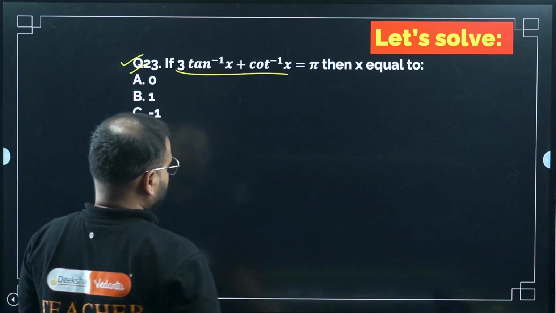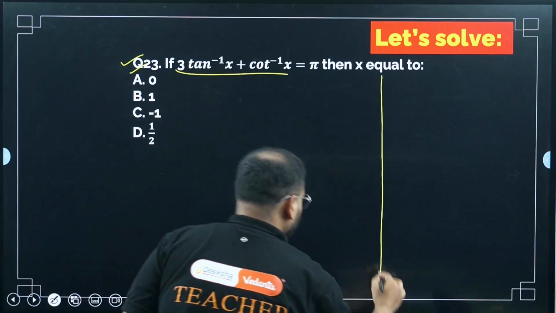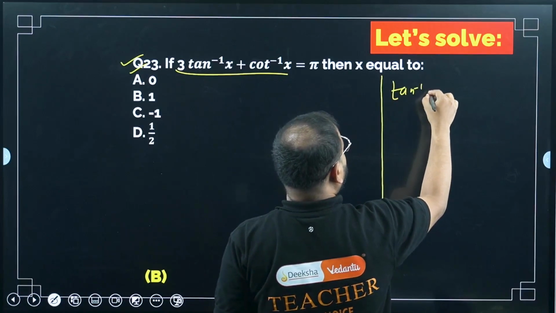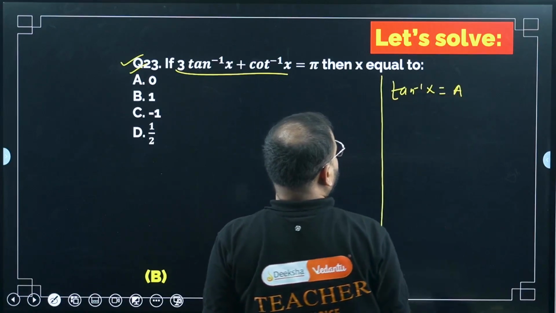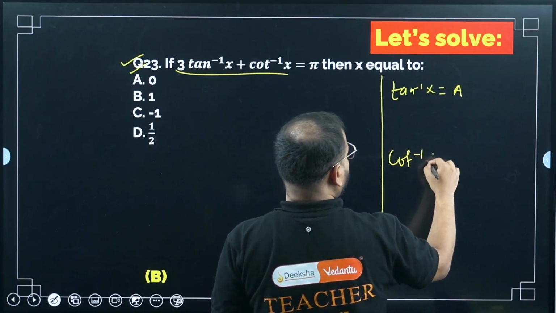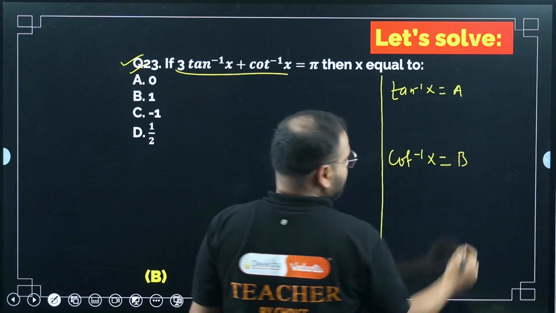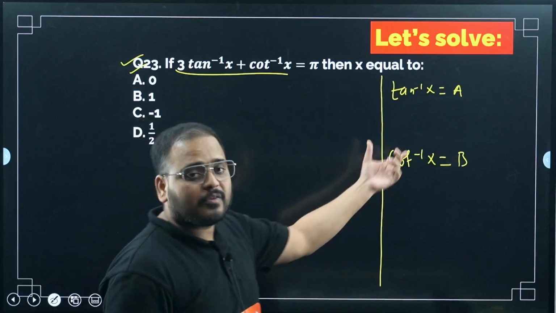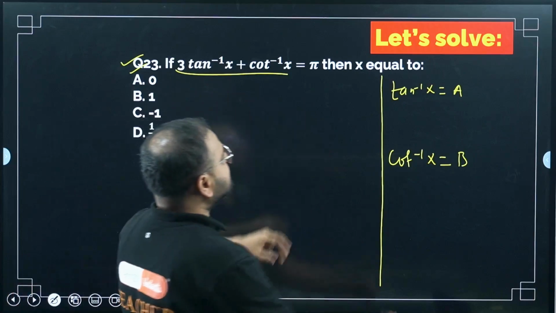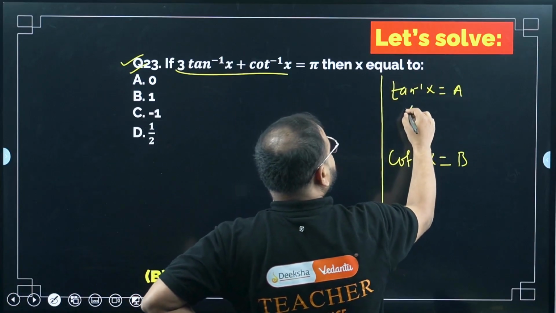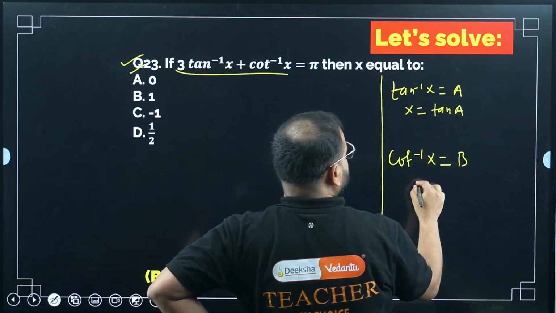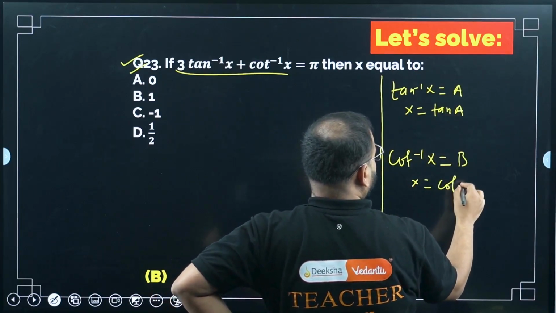So first let's take the assumption over here only. So the assumption will be what? Let's take tan inverse of x as A and cot inverse of x as B. I have taken the assumption, tan inverse of x as A, cot inverse of x as B. We can assume it. Okay, sir. If I take the tan on that side, it will become x equals tan A, and over here it becomes x equals cot B.